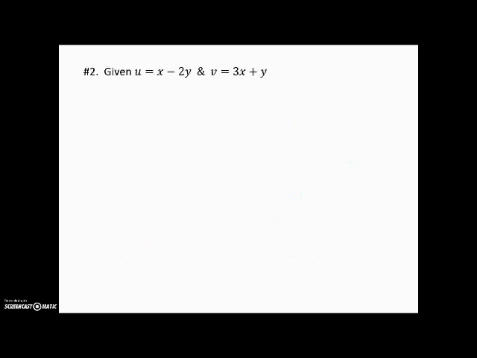All right, now we're going to look at some examples. This is number 2 in your text. Given u equals x minus 2y and v equals 3x plus y. Part A, solve for x and y in terms of u and v. Okay, so we've got a formula for u and v in terms of x and y. Is that T or T inverse? Doesn't matter. B, compute the Jacobian.